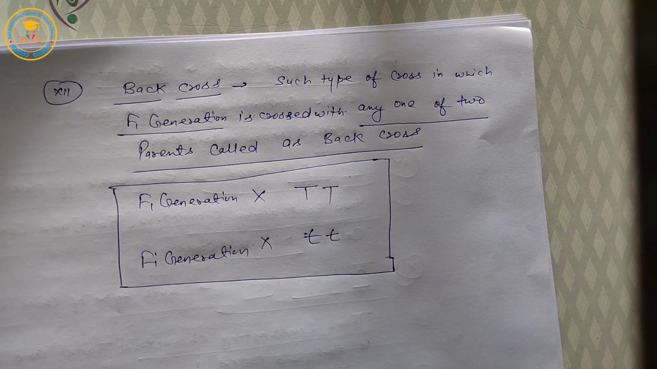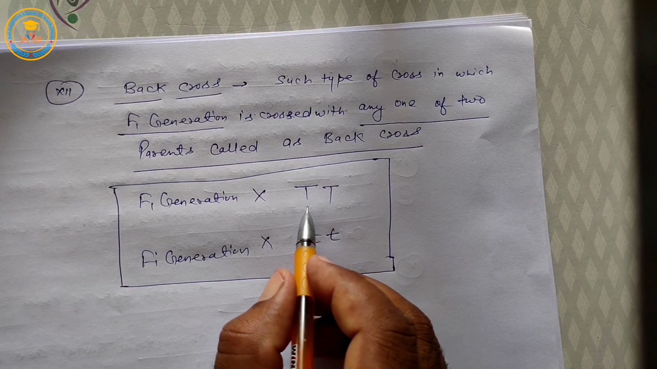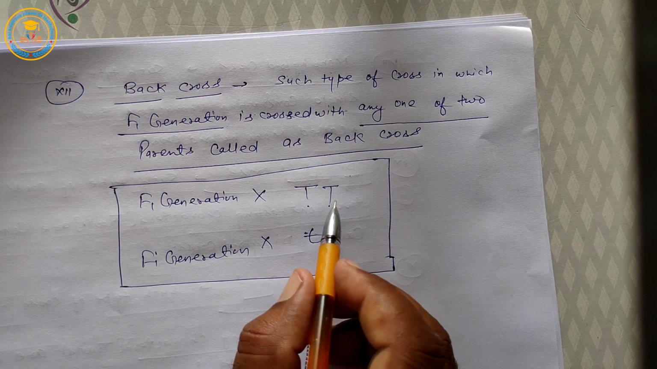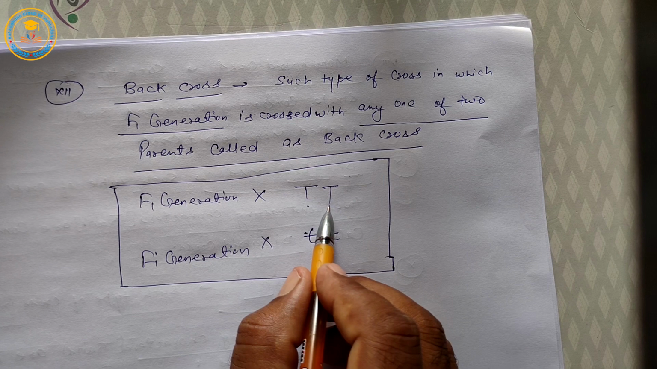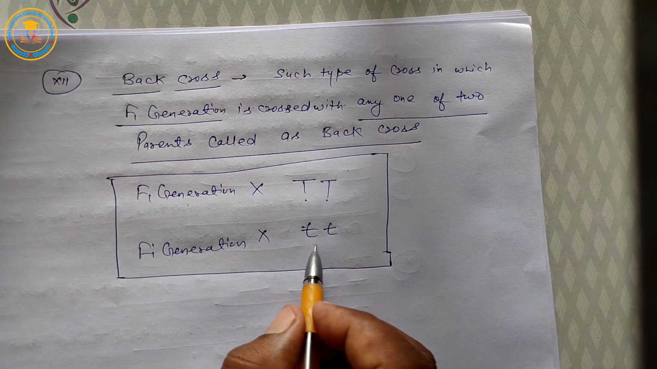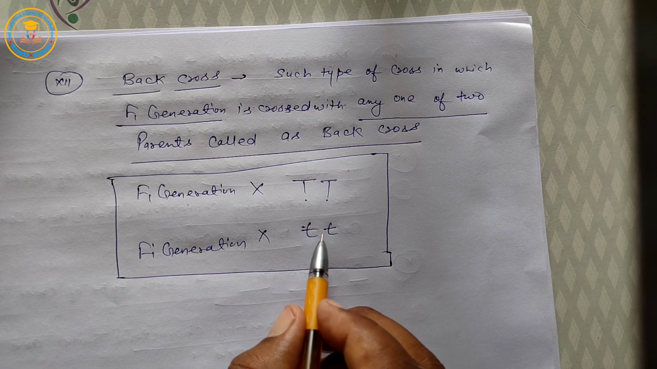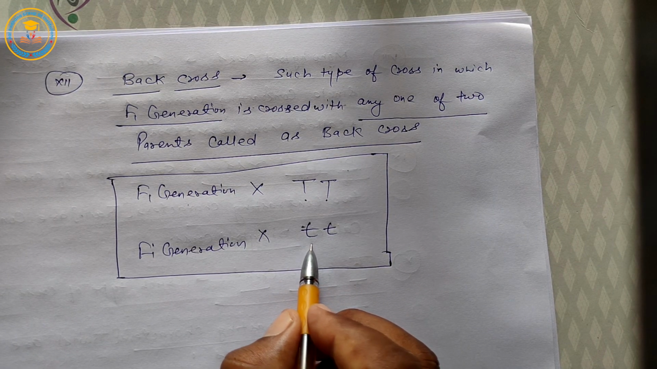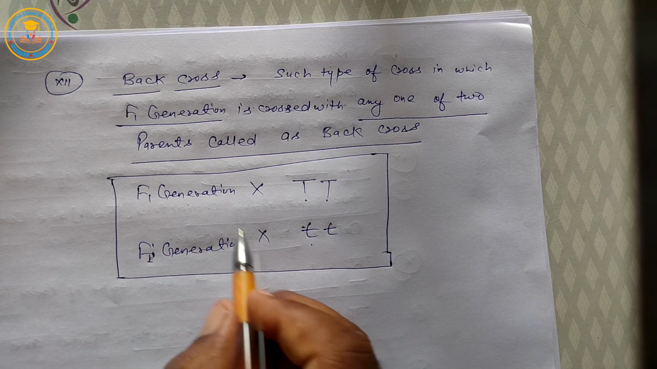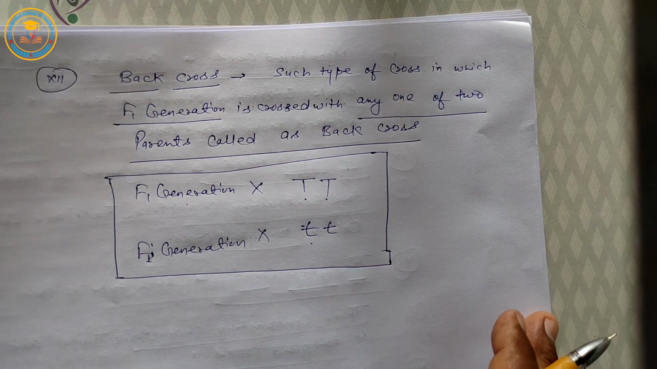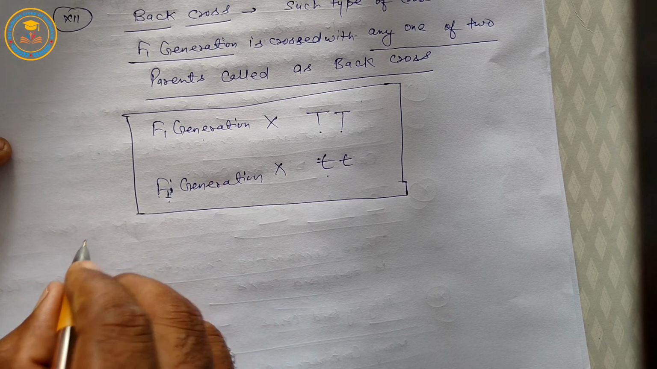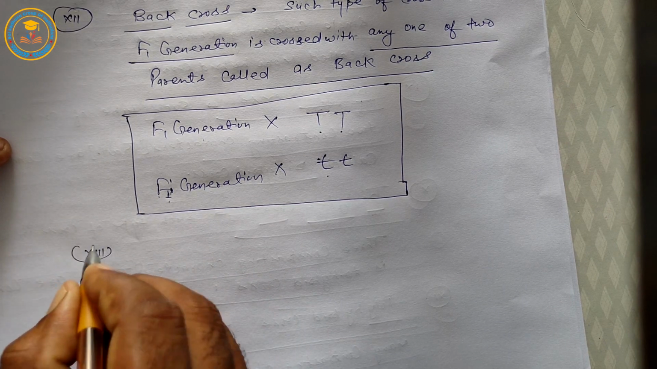Once again, this is the first parent, a dominant homozygous parent, crossed with the F1 generation. The second parent is a recessive homozygous parent, crossed with the F1 generation. This is called backcross. F1 means first filial.